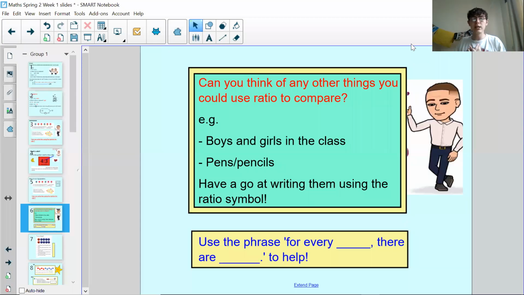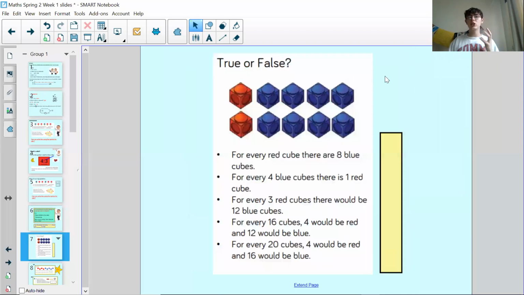Okay, year six. So I hope that you thought of a couple of decent ideas that we could use for comparing things using our ratio. But now I'm just going to go on to a quick true or false question, okay? So this should help solidify our understanding just a little bit more in those statements, okay?